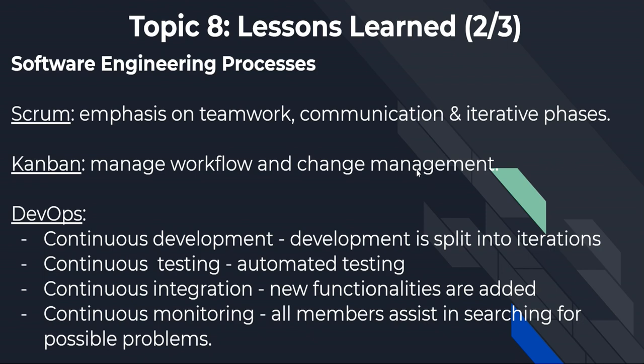Software engineering processes learned. First, we'd like to talk about Scrum. This emphasizes teamwork, communication, and iterative phasing. We conducted Scrum meetings where we revealed the activities of each team member, and then assigned new tasks and also worked on future and current iterations. Kanban. We used a Kanban board to help manage workflow and also change.